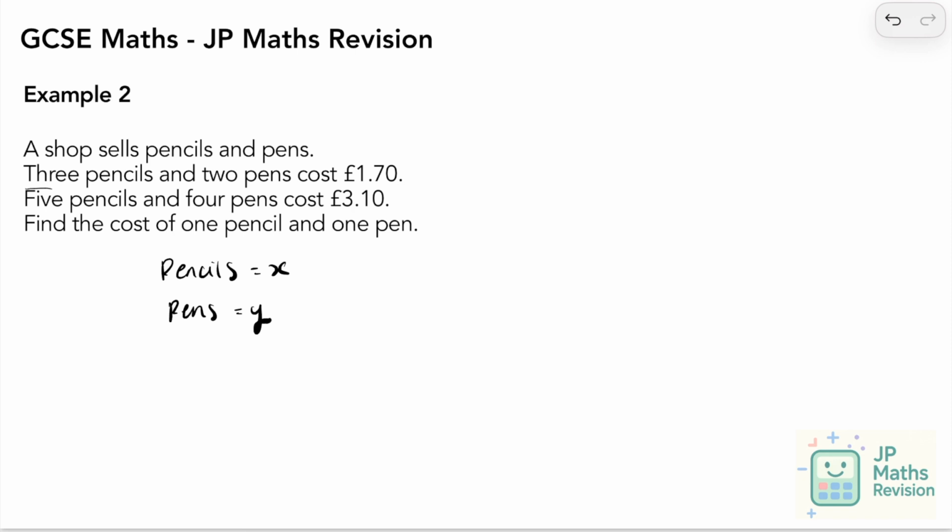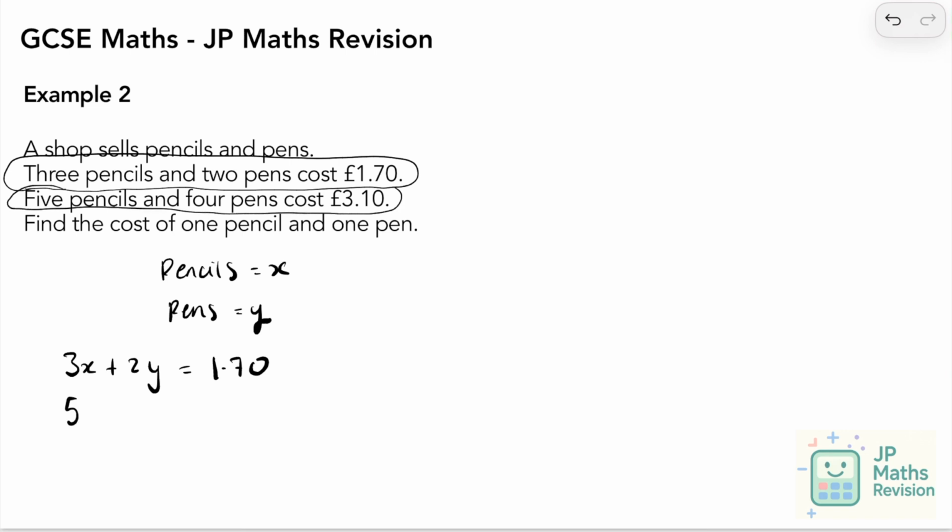So I know that 3 pencils and 2 pens are £1.70. So I'm going to say that 3x plus 2y equals £1.70. And I also know that 5 pencils and 4 pens cost £3.10. So I can say that 5x plus 4y equals £3.10. So now I've got my system of simultaneous equations. I need to solve them.